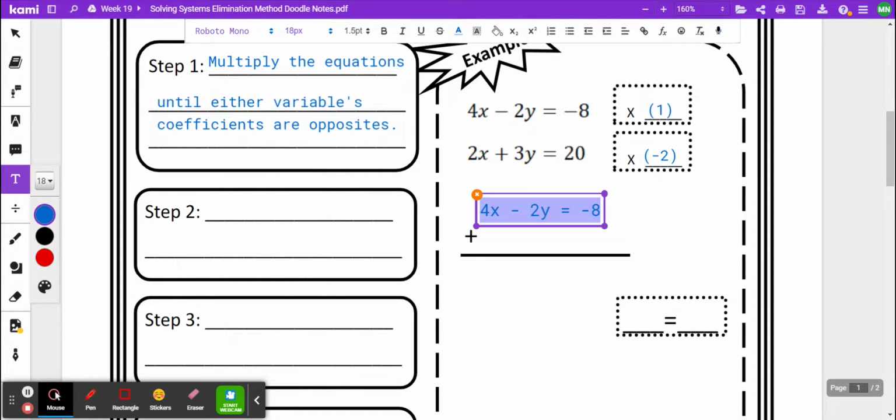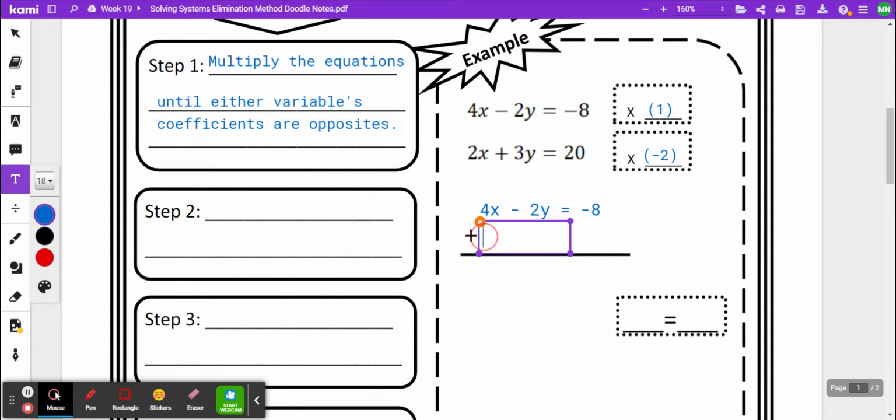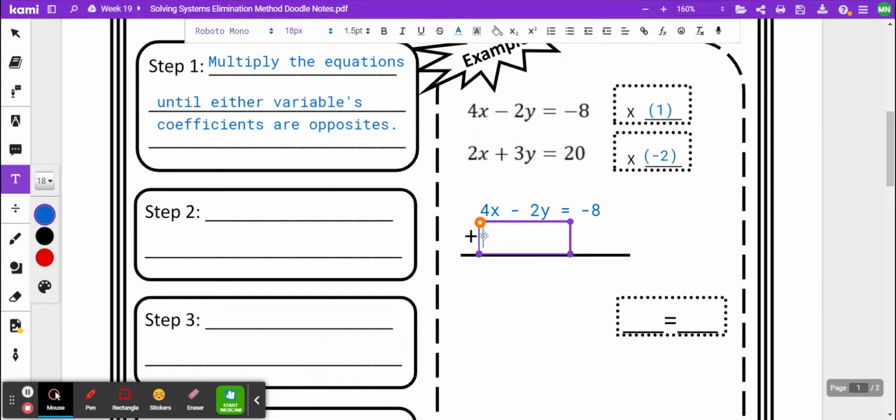Okay. All right. And then the second equation, remember that if we make changes to an equation, we have to do it to each term. So that way we keep the relationship between each term the same. We're not actually changing the relationship of the values in the equation. So this would become negative 4x. And 3y times negative 2 would make that negative 6y. And 20 times negative 2 would make that negative 40.